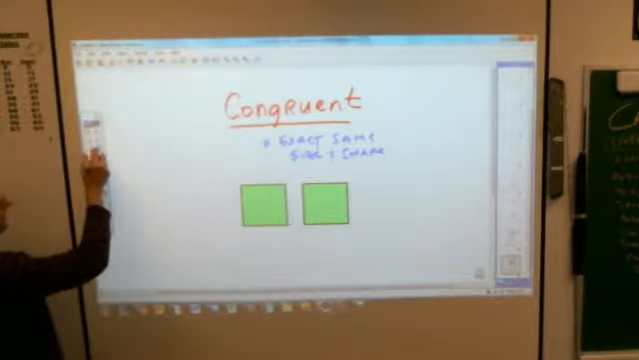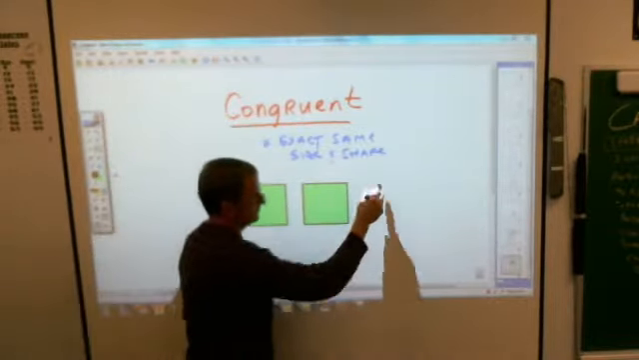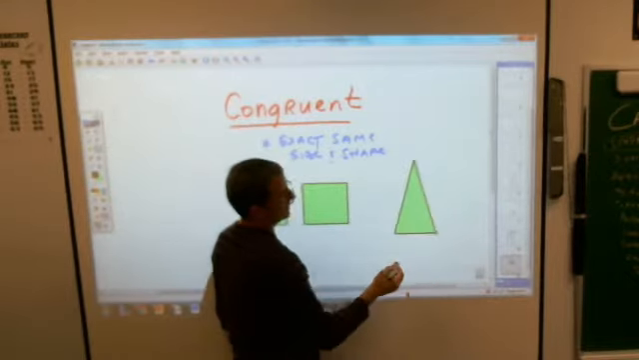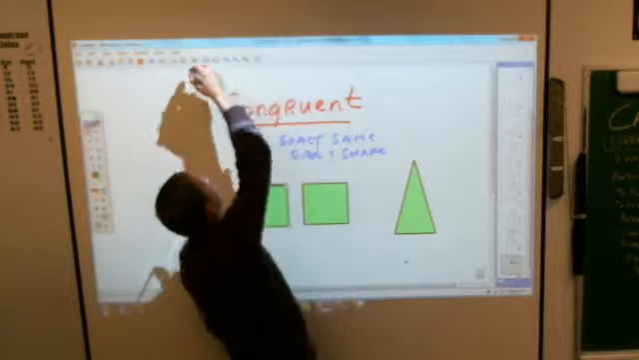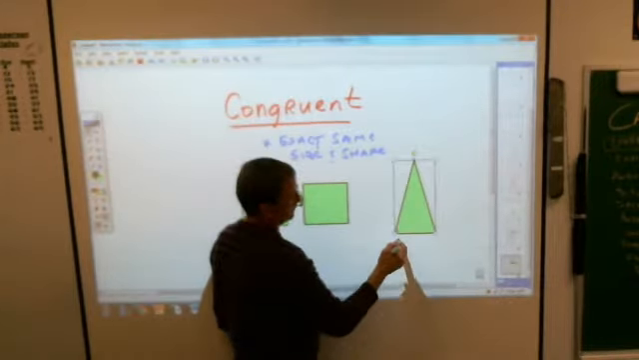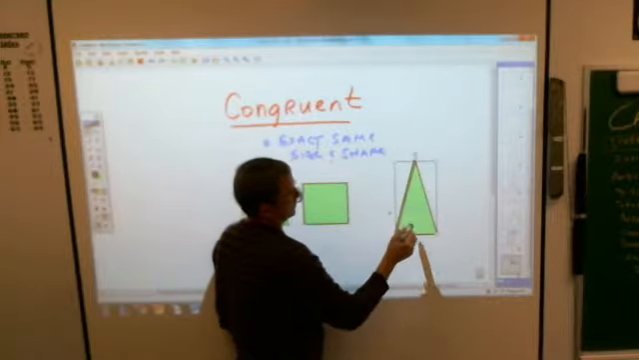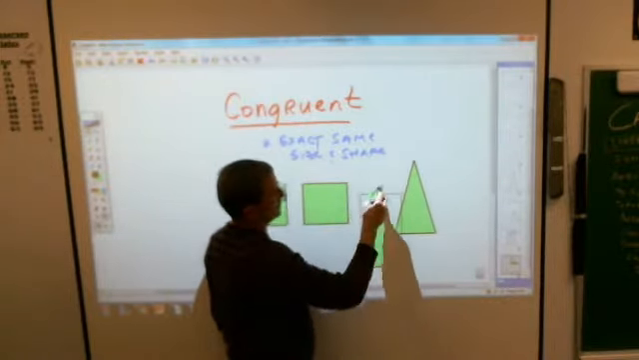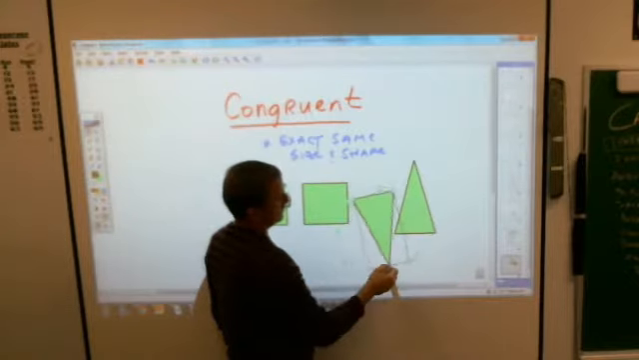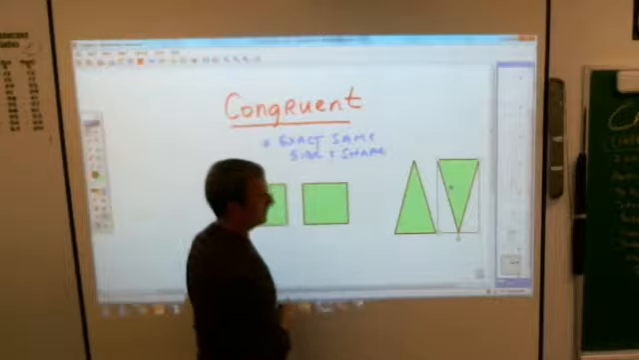They are the same. I probably could do another shape like a triangle. Let's do a triangle. Copy and paste that. Okay, notice how those are the same size and shape. It could be turned. I could have it like this. They're still congruent if they're rotated. Those are still the same shape.